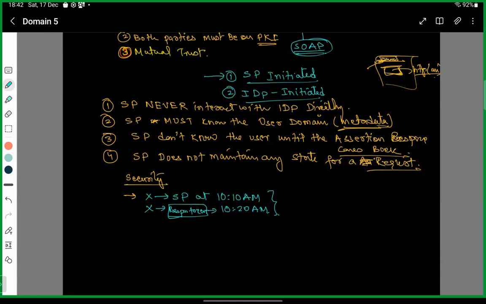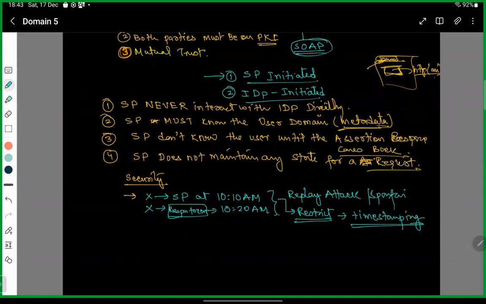What can go wrong? Why do we need to limit this time? Because there can be a replay attack, a spoofing attack. The same kind of token we can reuse, so we need to closely restrict this time. And to do this, don't you think timestamping plays a very important role? Yes, sir. All requests and all responses should have a timestamp. That is a must.